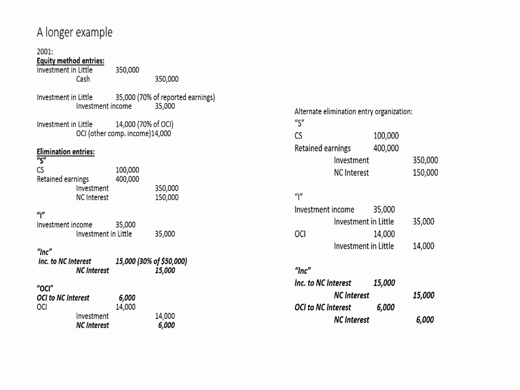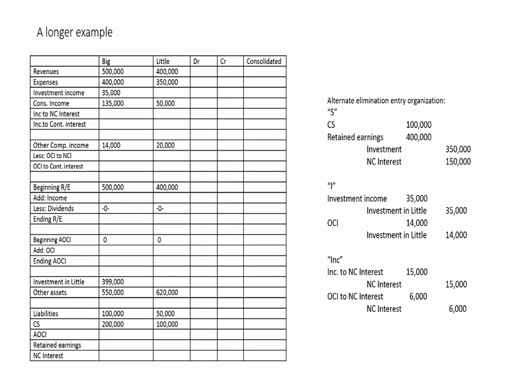Again, obviously, if you look at the left-hand side of the screen and the right-hand side of the screen, we're doing the exact same thing. It's just being organized in a slightly different fashion. That OCI entry, which is the way the textbook presents it, is not very intuitively appealing to me as a way to structure that entry. That's why I like to break it into its component pieces. Half of that entry is for the non-controlling shareholders, the other half is for the controlling shareholders. In any event, let's go ahead and start putting this into our worksheet.